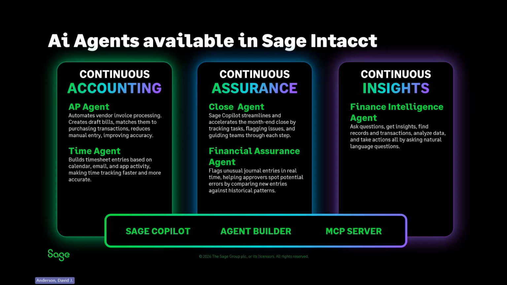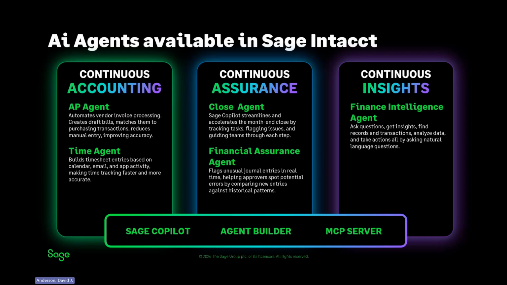So these are the agents that are available in Sage Intacct right now. So what you're seeing is not concept. It is not roadmap. This is actually in market right now. We're operating agents across three critical pillars. That's going to be accounting, assurance, and insights.